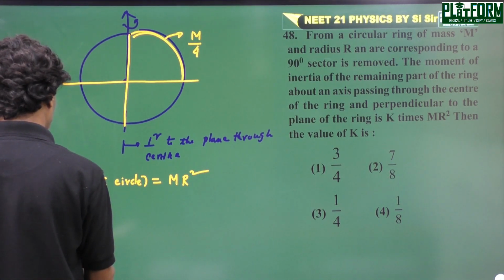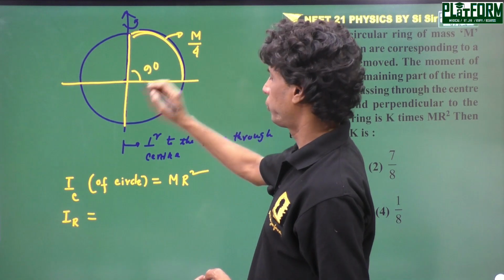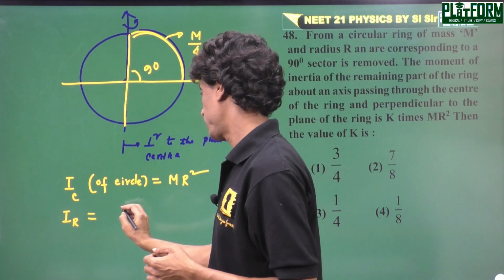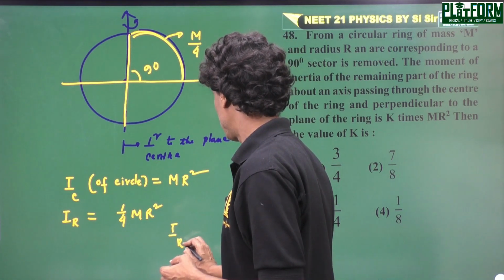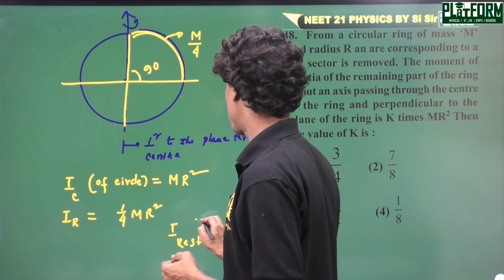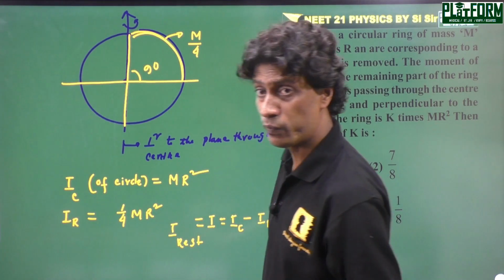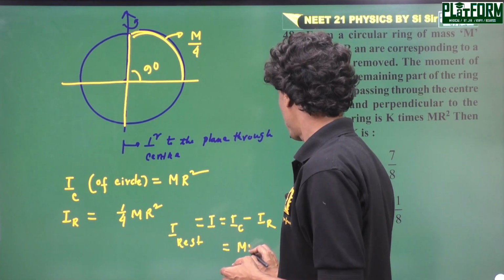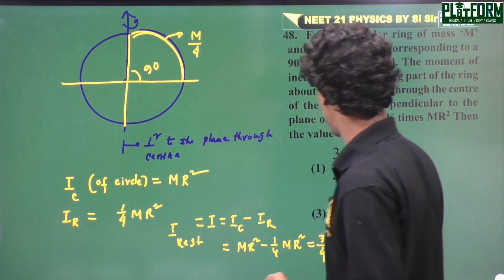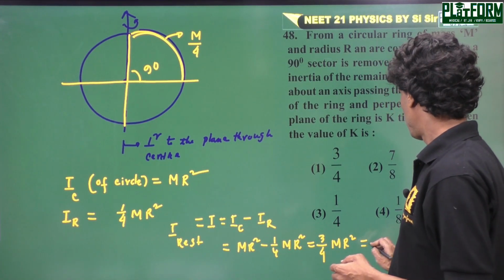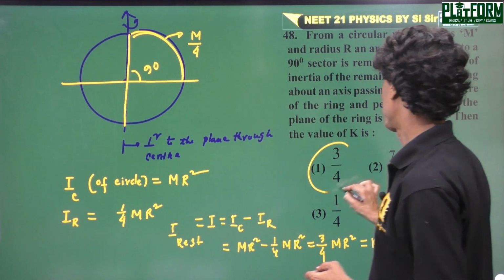and the moment of inertia of the removed part, since it is 1/4 of the total, it is 90 degrees, 1/4 of the total, the mass of this part is m by 4. So moment of inertia, it is 1 by 4 mr square. So moment of inertia of the rest part, let us say it is IC, and moment of inertia of the removed part is 1 by 4 mr square, and finally it is 3 by 4 mr square, k mr square, and the value of k is 3 by 4.